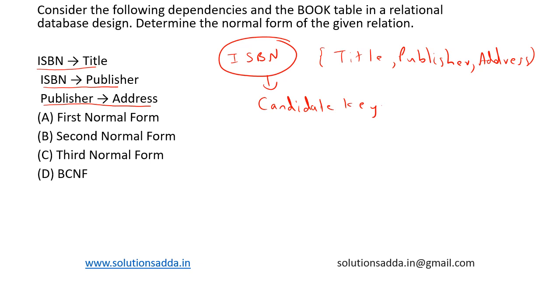Now for 3NF we have to see that there is no transitive dependency, that is a dependency from key to a non-key. But there's a transitive dependency from ISBN to publisher and publisher to address. So since there is transitive dependency, it is not in third normal form. So it is in second normal form. Option B is the right choice.